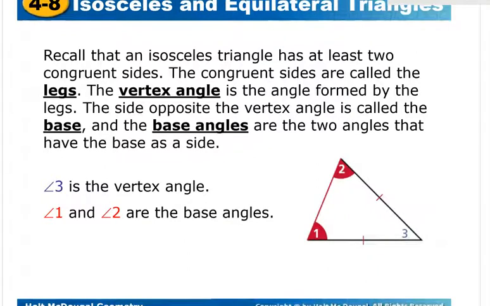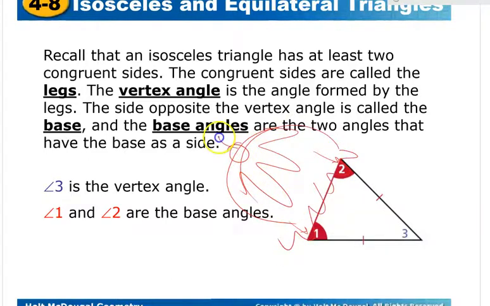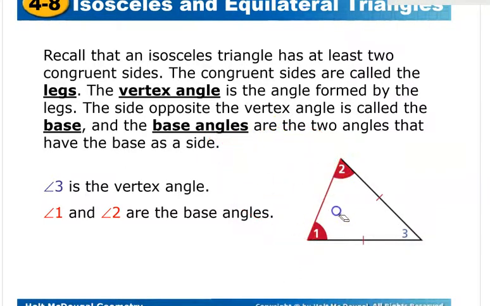So on this, the congruent sides are called the legs of the triangle, and the vertex angle is the angle formed by the legs, so these. Okay, so we think of those as usually base angles. So just think of where the ice cream goes. There's the ice cream. Cherry on top, yay. So where the ice cream goes, those are going to be your base angles, and then your legs are the equal parts.